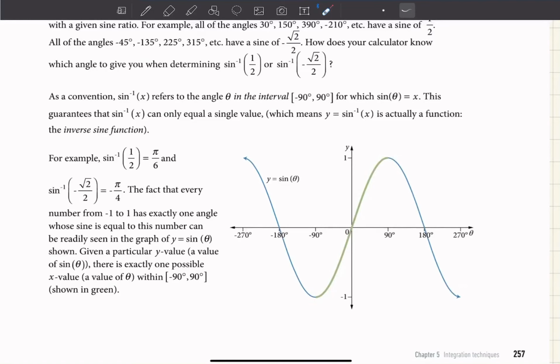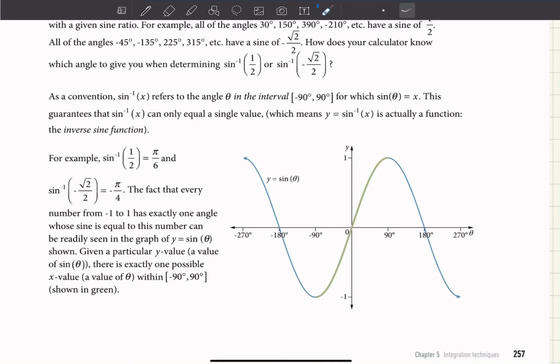So it says the fact that every number from -1 to 1 has exactly one angle, or in this case our x value, whose sine is equal to this number, can be readily seen in the graph y equals sine theta.